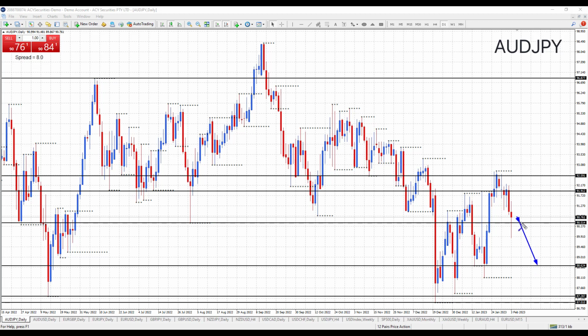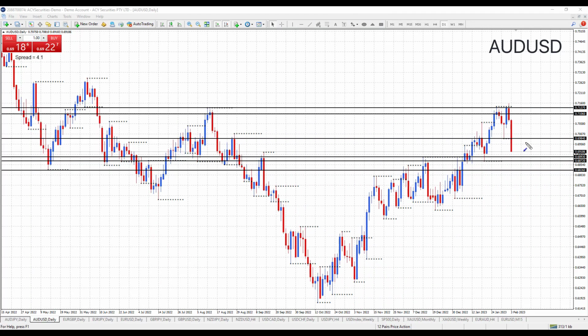Potentially 90.51 could hold as support and we could see a move all the way back up and retest the 91.91 daily resistance level. So at the start of the week, watch 90.51. Does it hold as support or does it break?